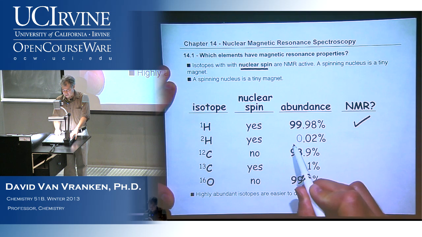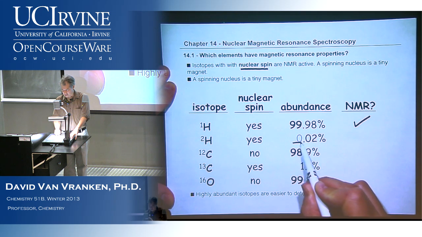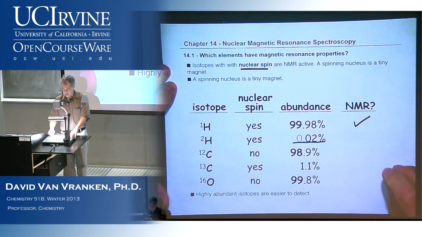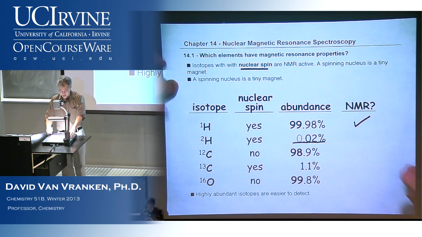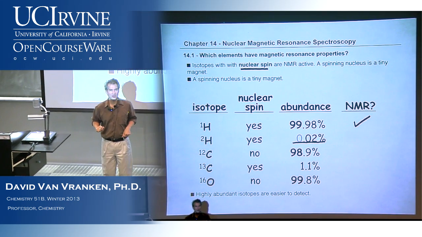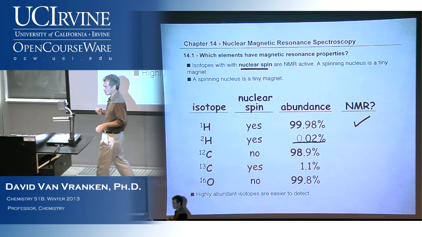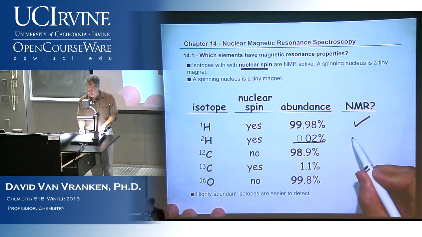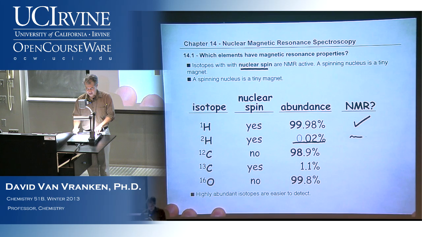So the problem is that deuterium is not very abundant. Because deuterium is not very abundant, you could see it by NMR if you jacked up the power on the NMR to see that tiny amount of deuterium in there, but it's very infrequent. So generally, you don't worry about seeing deuterium by NMR. You could if you wanted to.